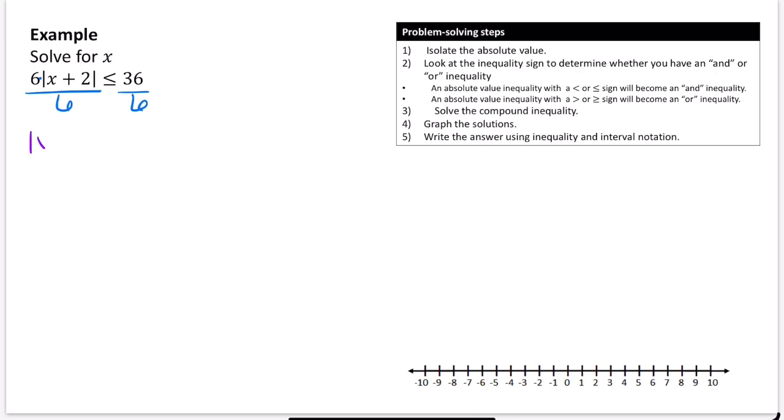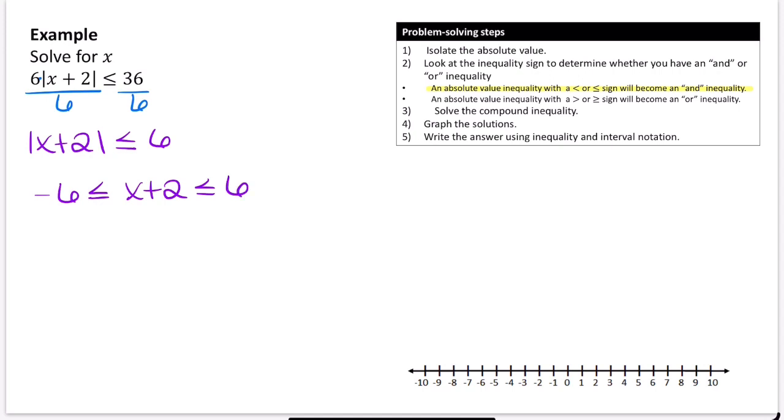So that's going to give me the absolute value of x plus 2 is less than or equal to 36 divided by 6, which is 6. So less than or equal to is going to turn into an and inequality, right? So I'm going to rewrite this as an and inequality. So I have negative 6 less than or equal to x plus 2 less than or equal to 6.